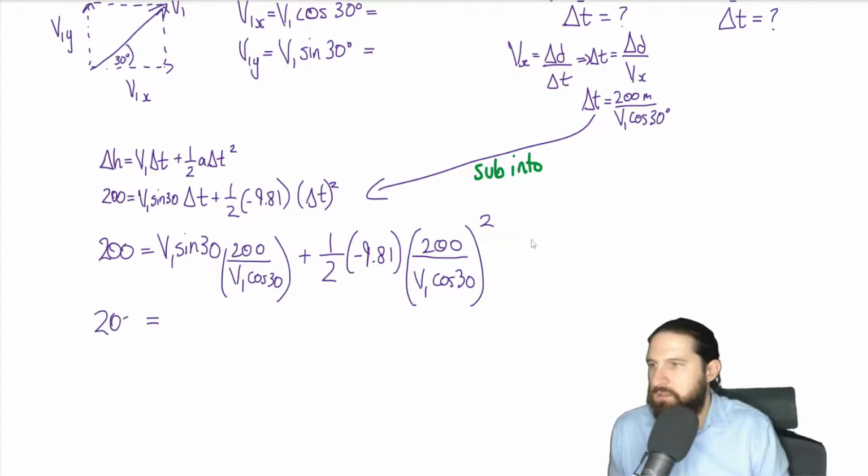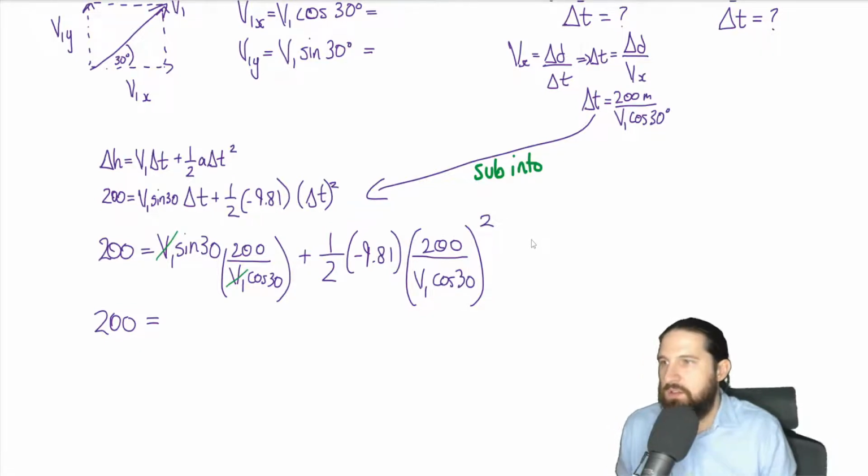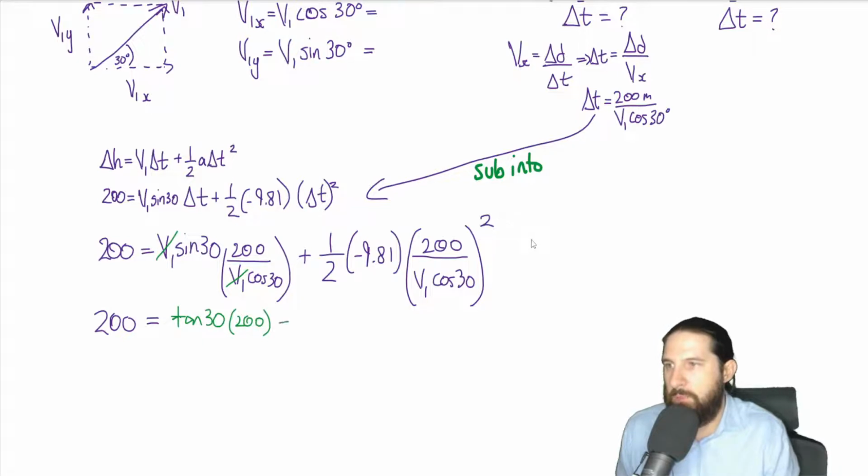So this is 200, and now what's nice is these cancel. And so then this is just the tan, right? Because this is the sine over the cos, which is the tan of 30 times 200 minus 4.9.